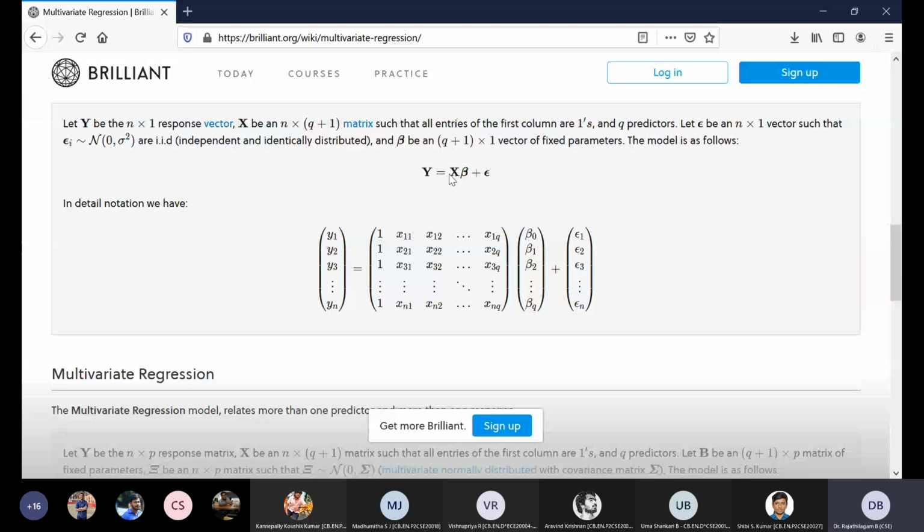So there are 4 parameters, 1, 2, 3, 4. Then it is 0, 1, 2, 3, 4. That many parameters from examples. We don't call them examples, we call them observations or samples or data points.